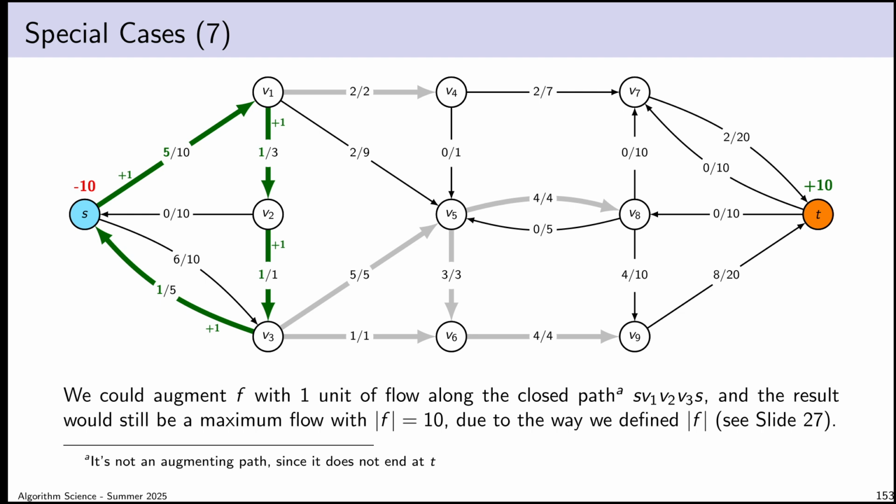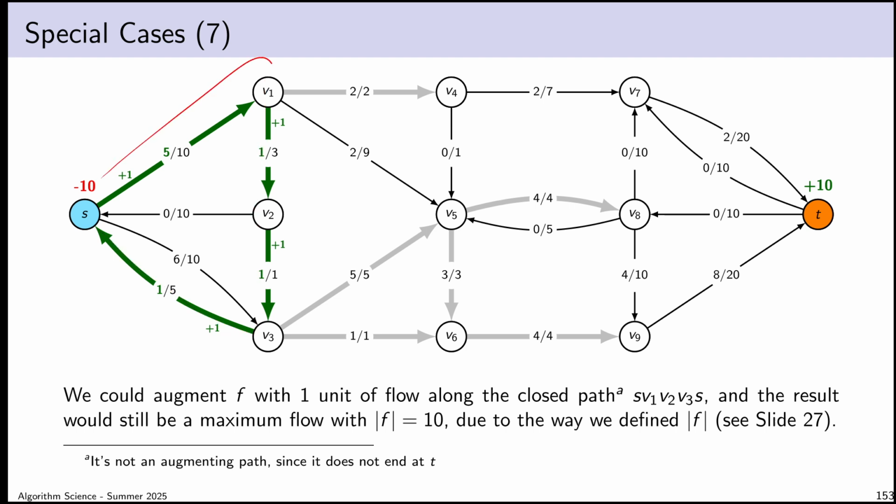Nothing is stopping me from routing an extra 1 unit of flow in a circle from vertex S back to itself. If I augment my flow with 1 unit along, well, okay, so S, V1, V2, V3, S isn't an augmenting path because augmenting paths have to end at T. But augmenting paths are a device that we use to find maximum flows. There's no requirement that people that create flows in flow networks have to use augmenting paths to do so.